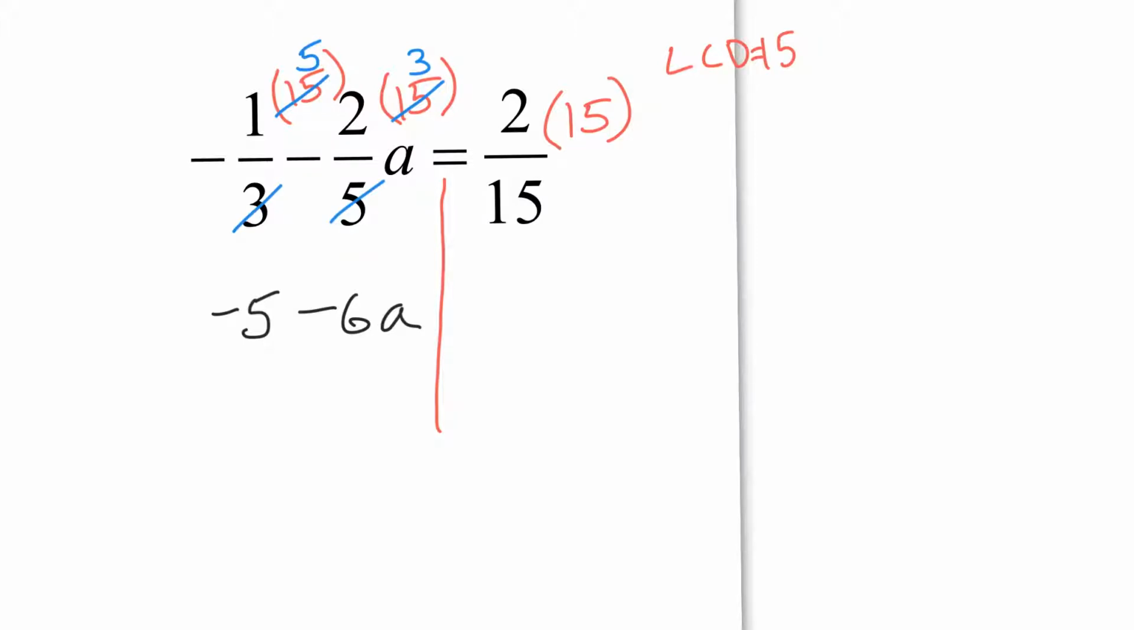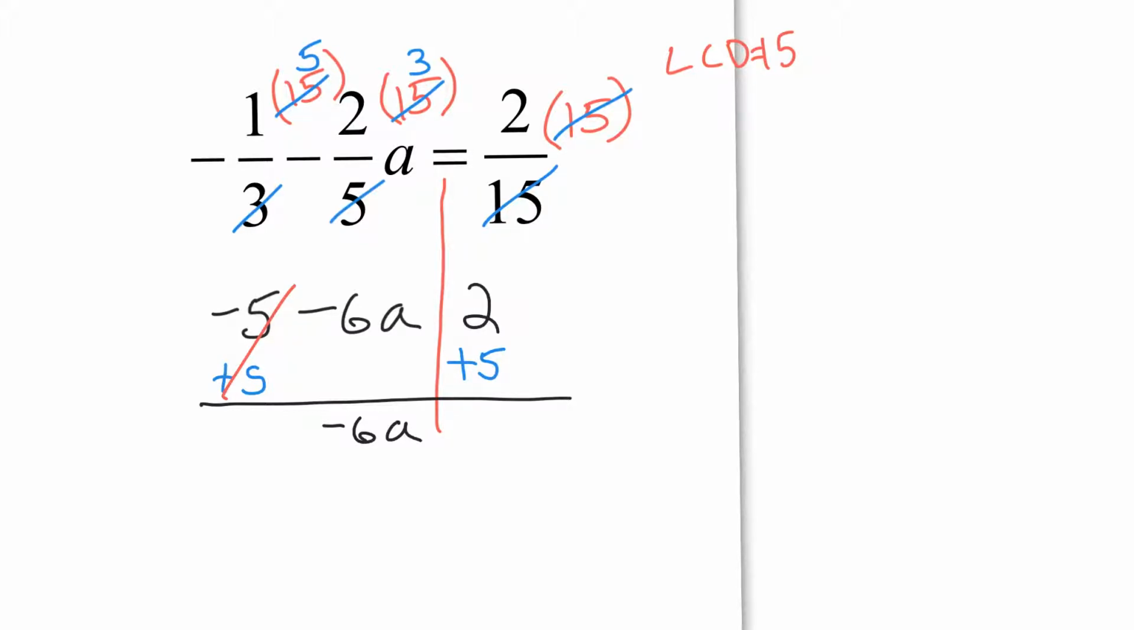On the other side, well, 15 goes into 15 1 time. So you guys can cross those out, and 1 times the top, 1 times 2 is just 2. So you just keep the 2 right there. No more fractions. So now it's time to move on to step number 2. You guys eliminate the constant on the same side of the variable. So I'm going to add 5. That's the number on the same side of the variable. You add 5. So you put the line here. This cancels. Negative 6a. And on the other side, you guys have 7.